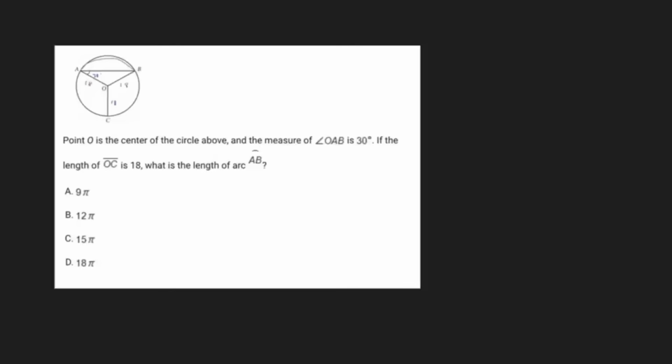Now here's what's interesting, right? Because these two side lengths are equal, right? We know they're opposite angles.